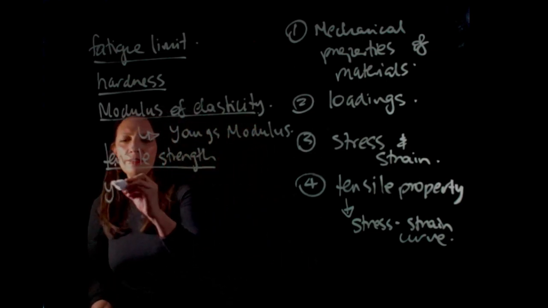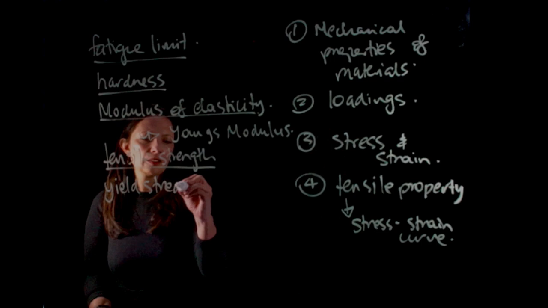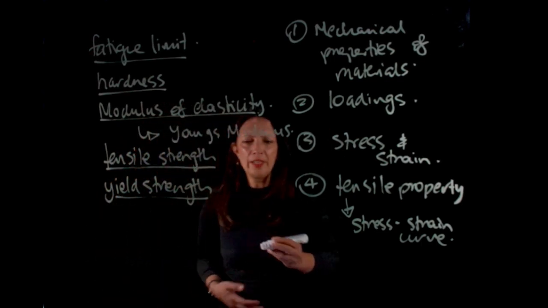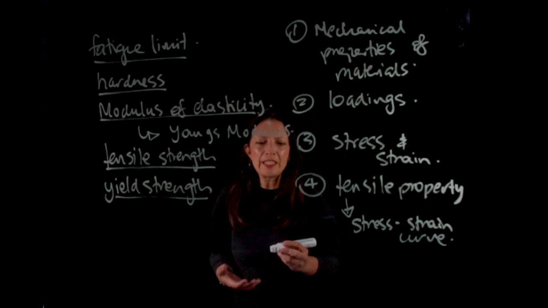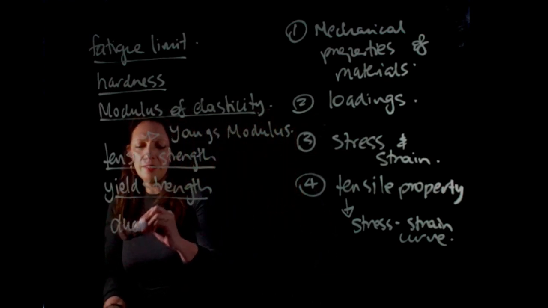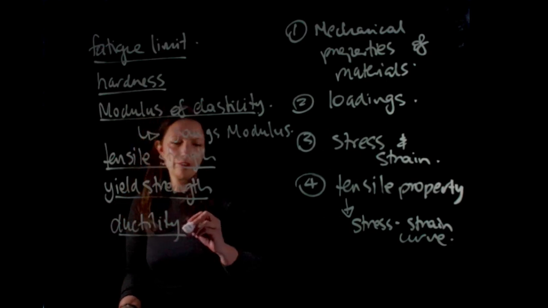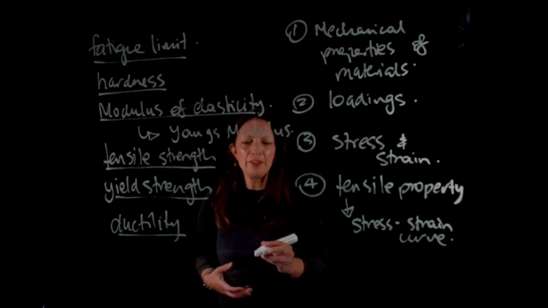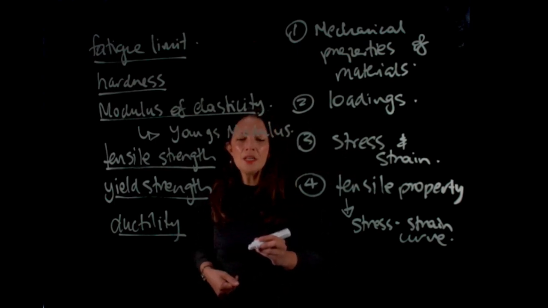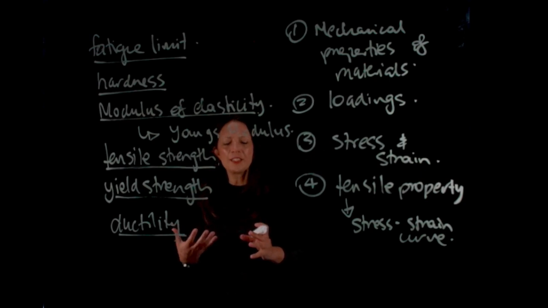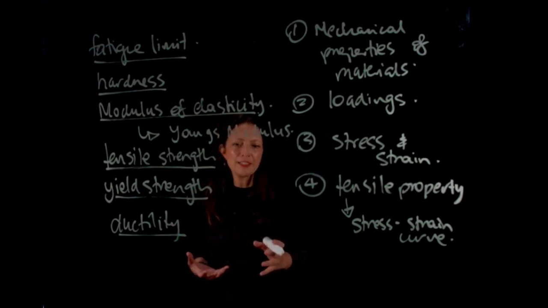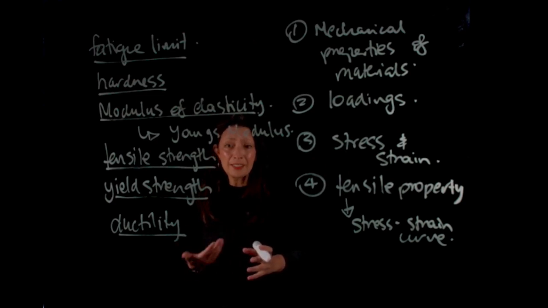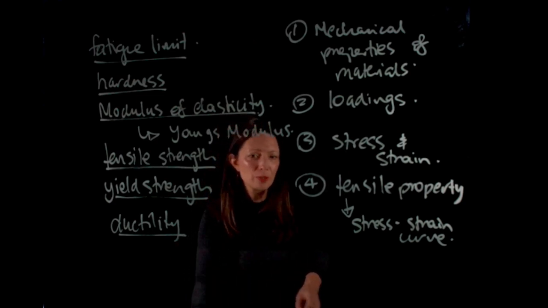The yield strength describes the maximum stress that can be applied before the material begins to change shape permanently. And finally, the ductility of a material. This is the ability of a material to deform plastically without fracturing during the tensile testing. So if we take a look now at the material characteristics, let's take a look at what's actually important when we look at material properties.